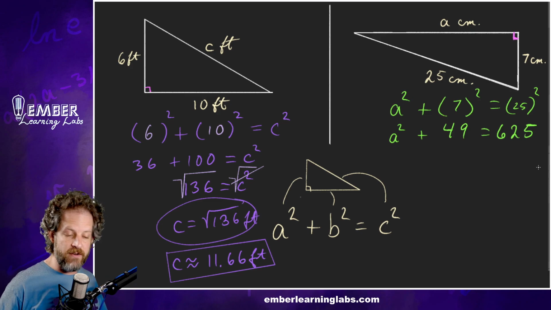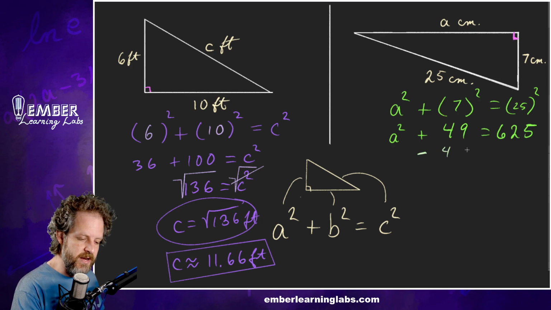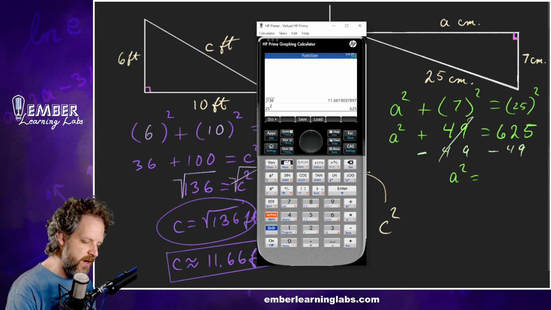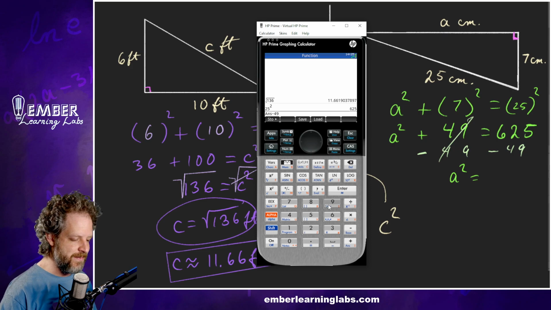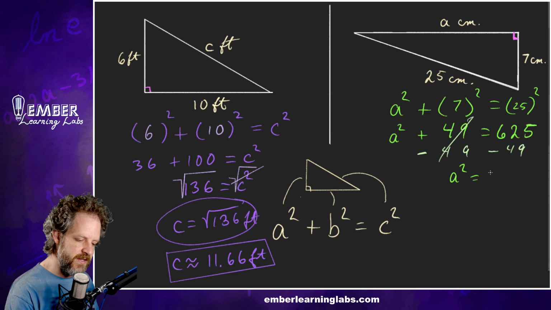So we got to finish solving for A. We're not done here, right? So we got to get rid of this 49. How is the 49 attached to the A? Well, it's added. So we do the opposite or the inverse to get rid of it. So we're going to subtract 49 from both sides. Minus 49 minus 49 cancels on this side. So we've got A squared equals 625 minus 49. I can just put minus 49. All your calculators, if you use one of my recommendations, have this little answer thing on there. So 576.